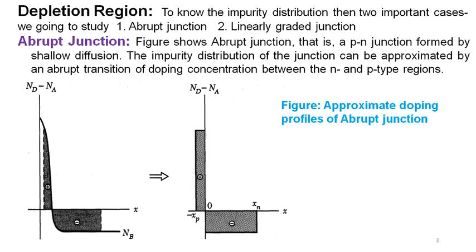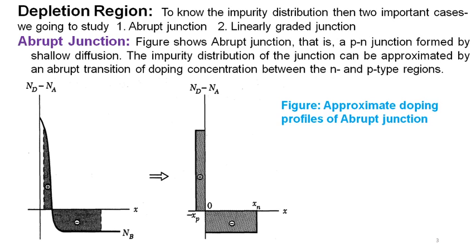You see here, in the abrupt junction, there is a PN junction formed by shallow diffusion of impurities, that is, ND and NA, the donor concentration and acceptor concentration. See here how the N and P sides take shape, the approximate doping profile of this abrupt junction, with holes and electrons, and how this distribution of impurity changes with distance across the depletion region. NB represents the lightly doped bulk.